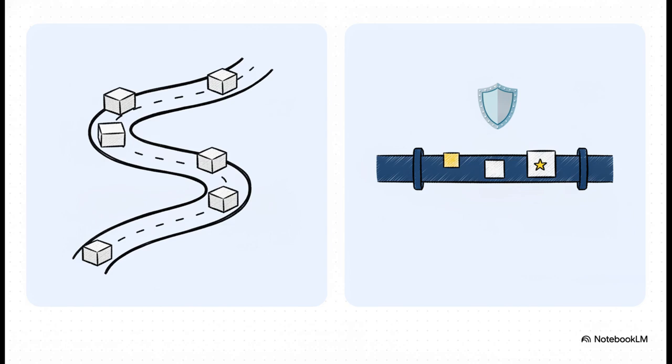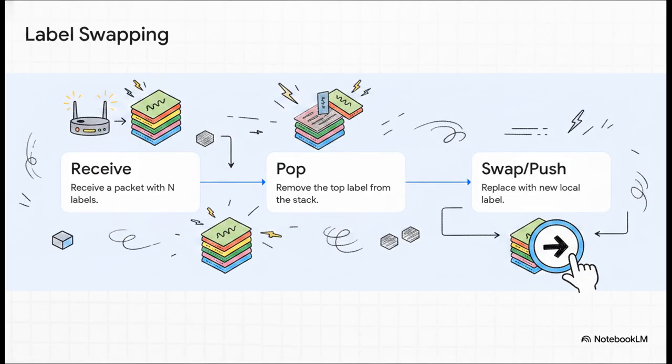Now, regardless of which protocol is used to set up the path, the core mechanical action happening at every single intermediate router is incredibly elegant and fast. It's a simple three-step process. First, the router receives a packet with a stack of N labels. Second, it pops off that top label. Third, it swaps it by pushing a new local label onto the packet that directs it to the next hop in the path. Receive, pop, swap. That is literally it. No IP lookups, just rapid-fire label reading.